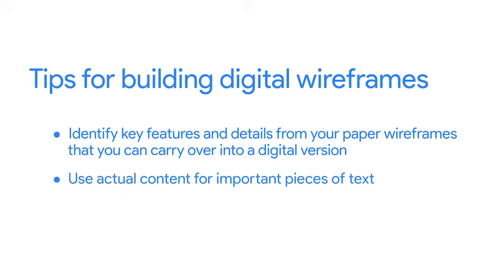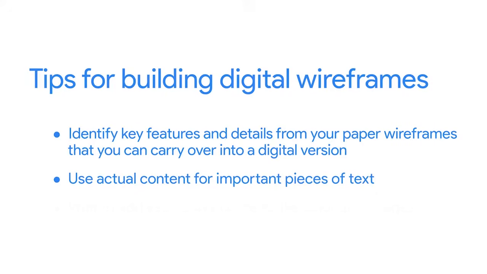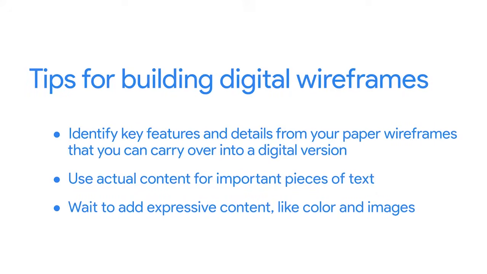Next, use actual content for important pieces of text in your digital wireframes instead of placeholder text, like lorem ipsum. Labeling essential features like a menu or the next button helps users understand how to navigate the wireframe. And finally, wait to add expressive content, like color and images. You'll add those elements when you create mockups. Now it's your turn to create digital wireframes for your dedicated mobile app. Remember to keep it simple and focus on the structure of each page and how the pages fit together, not the details.